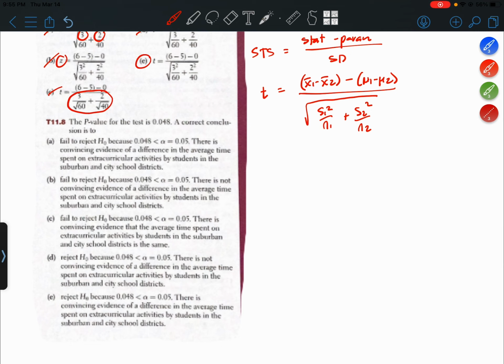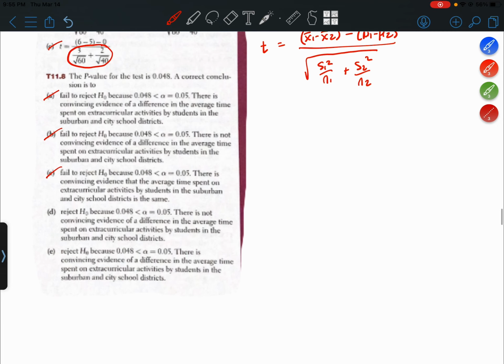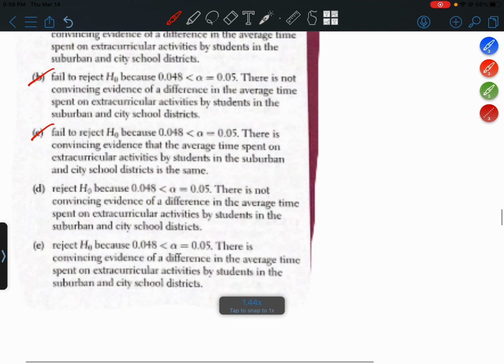All right, T11.8. The p-value for the test is 0.048. A correct conclusion is... Okay. So choice A, fail to reject H0 because 0.048 is less than alpha, 0.05. Okay, so already I can tell you that's wrong because if the p-value was less than the significance level, we would reject, not fail to reject. Okay, so for the same reason, we could eliminate B and we could eliminate C. Right, at the 5% significance level, we should be rejecting the null hypothesis since the p-value is less.